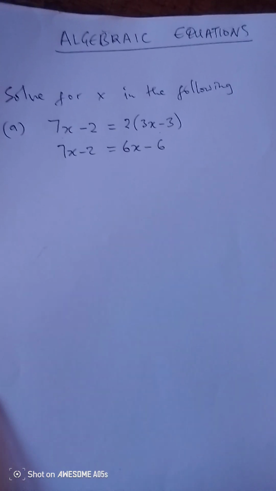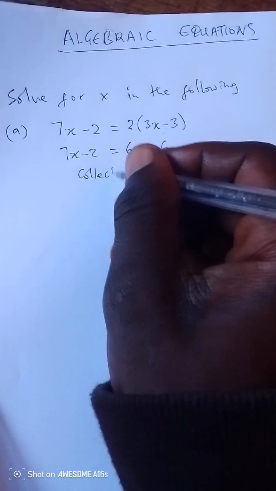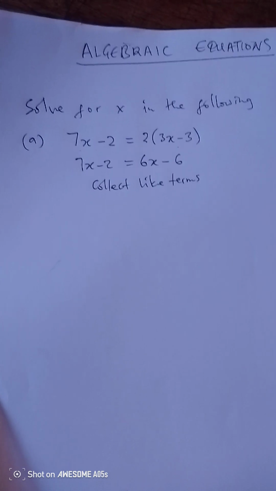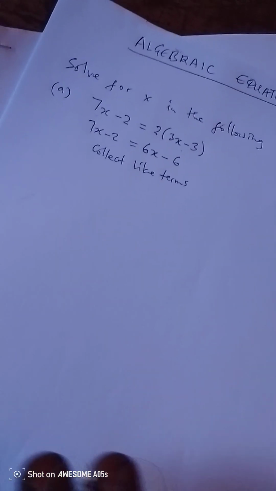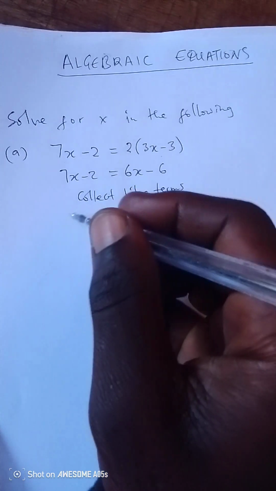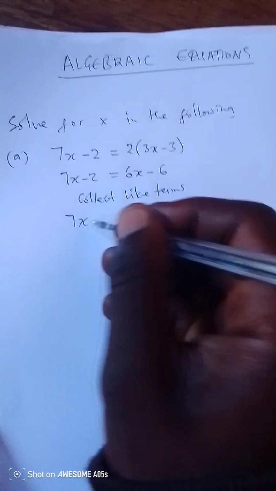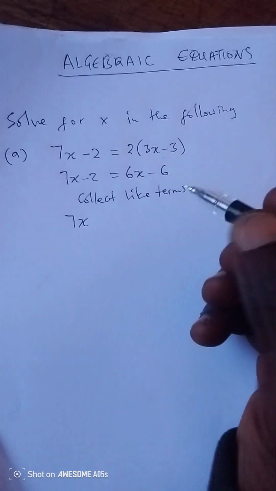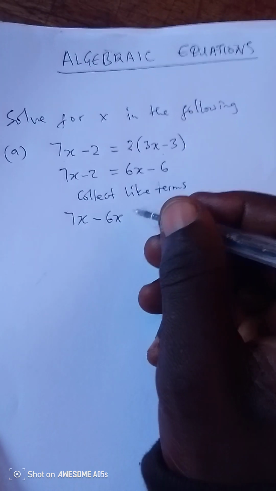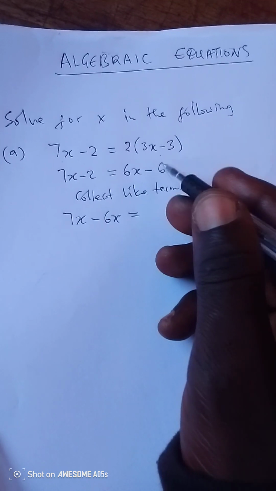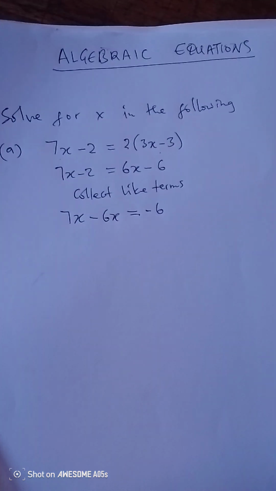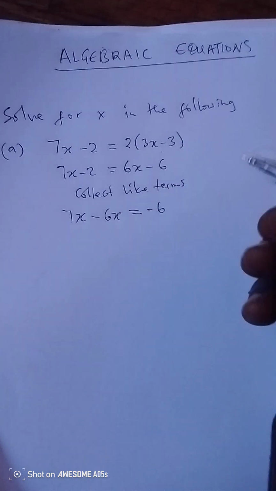Thereafter, it is at this point that we say collect like terms. By saying collect the like terms, I mean whatsoever is having x should be on the same side. This side we've got 7x. On the other side we have got 6x. So this 6x will come this side and become negative. Then this side, there is already the negative 6. It has not moved, so it maintains. Whichever number or letter has not moved maintains the same sign.